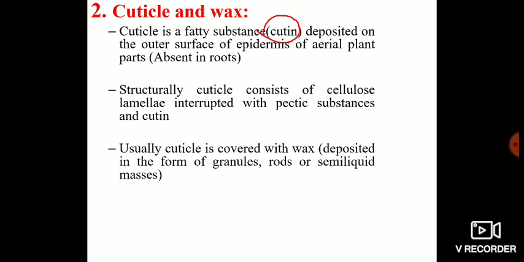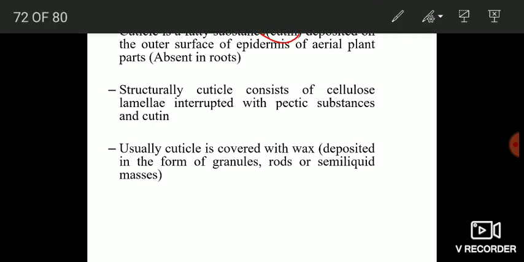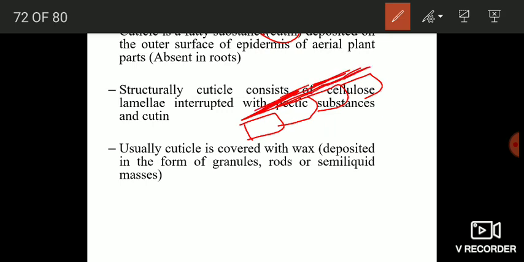Remember, cuticle is actually a fatty substance which is known as cutin, and this cutin is deposited on the outer surface of epidermis. Here, this is the epidermis. Cutin is deposited on the outer surface of these epidermal cells. You have to remember that cutin is present only in aerial parts, it is absent in roots.